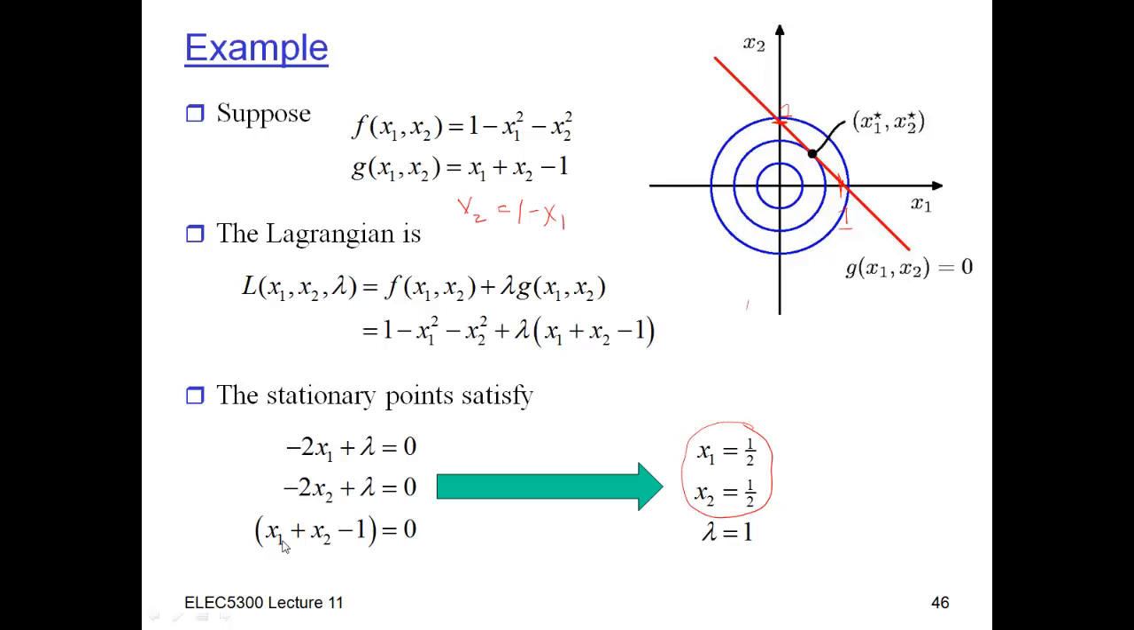Now I can solve this, and you can see that if I choose x1 and x2 equal to 1/2, and lambda equal to 1, then I get minus 2 times 1/2, or minus 1, plus 1, which is 0. That's true, and I get 1/2 plus 1/2 minus 1 is equal to 0. So all three of these are true at this point, which is exactly the point that we had over there. And so that's a brief introduction to constrained optimization.